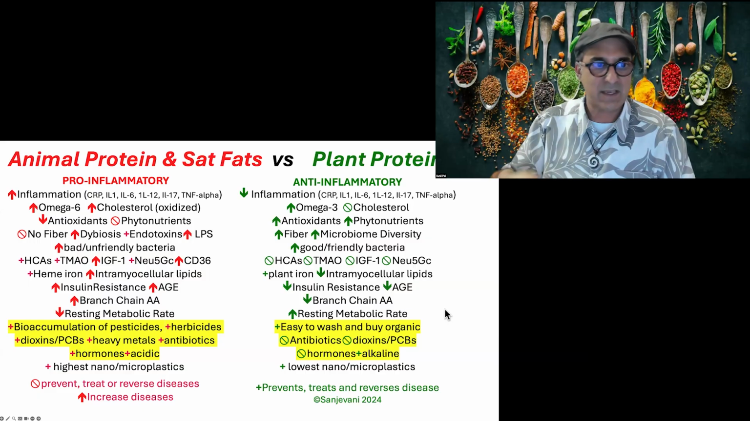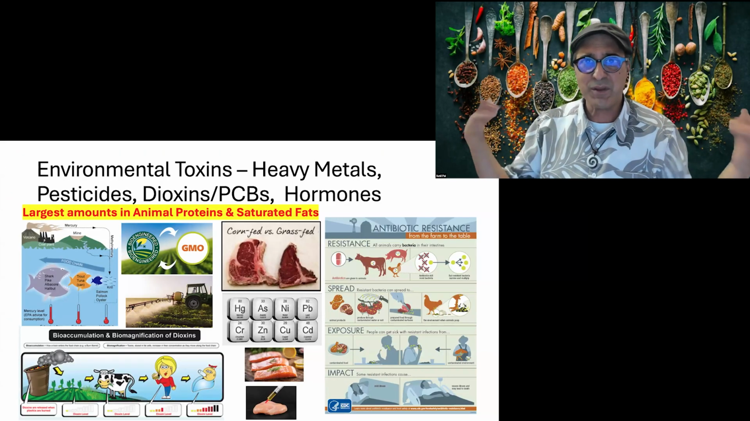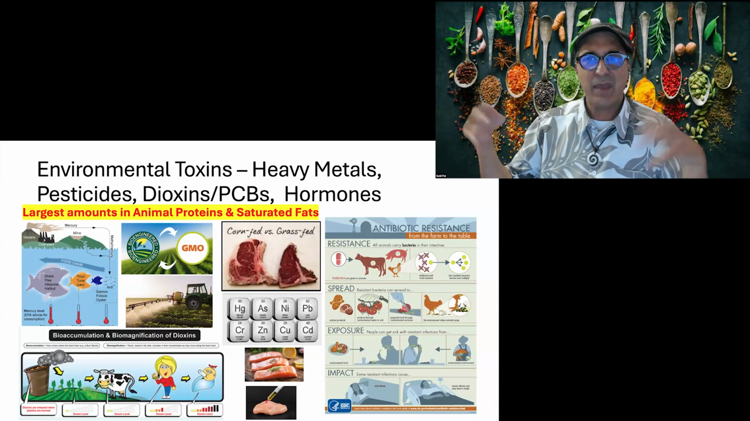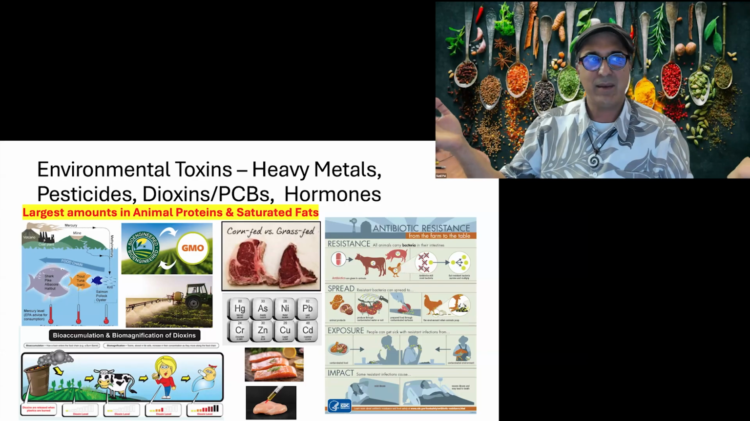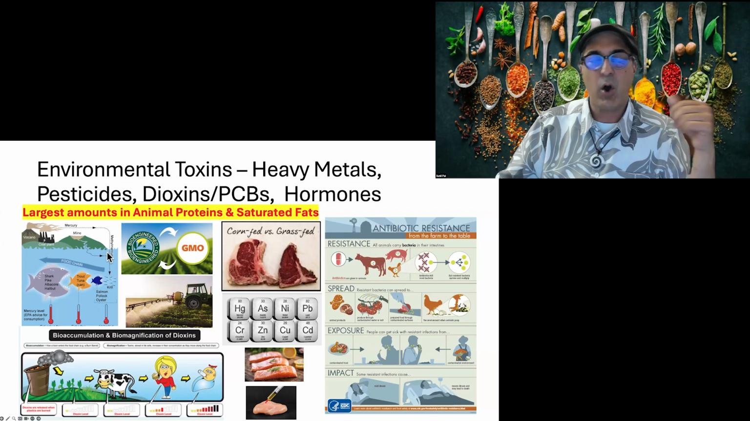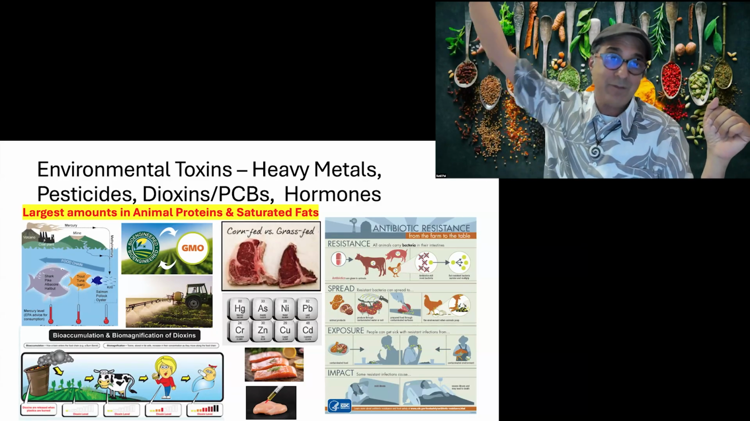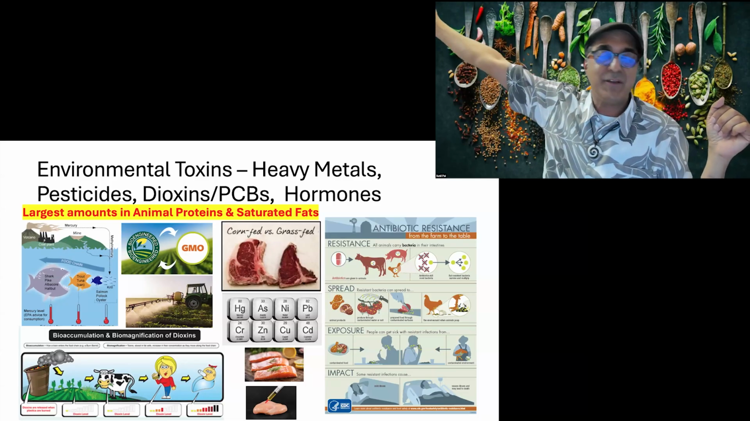Lastly, I want to get into pesticides, herbicides, heavy metals, antibiotics, and hormones. So when we look at the environment, animal protein and saturated fats have the highest, right? Now, why? It's bioaccumulation. The bigger the fish, the more heavy metals, PCBs, dioxins, furans, and all the forever chemicals, which are now found not only in the ocean, but even in the mountains. Even in these nice, beautiful mountains in New Mexico.